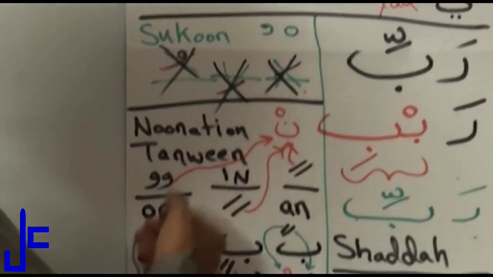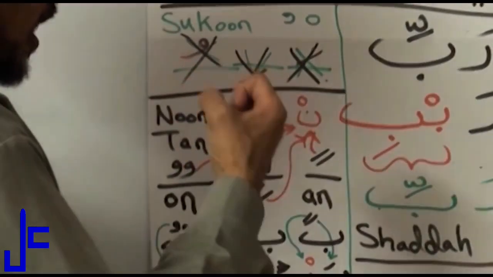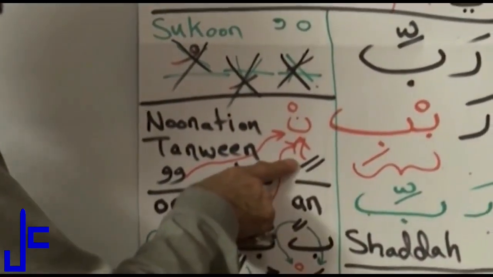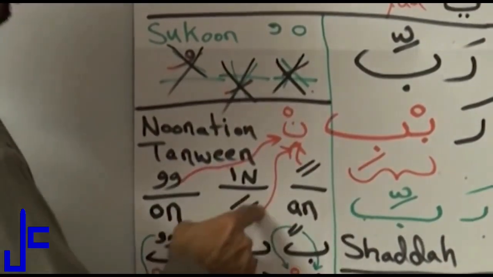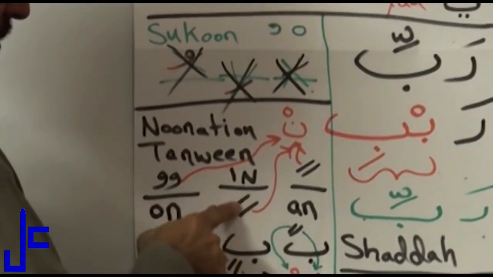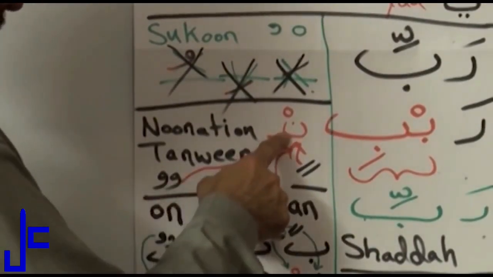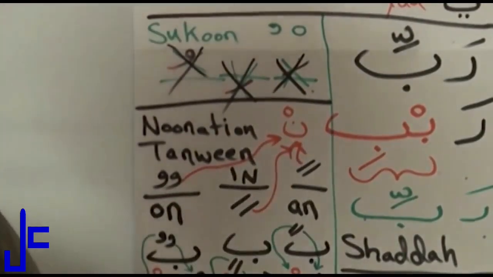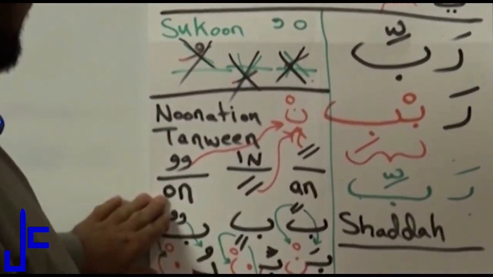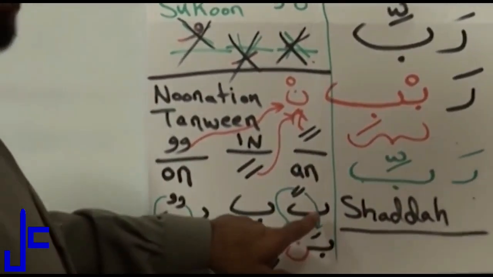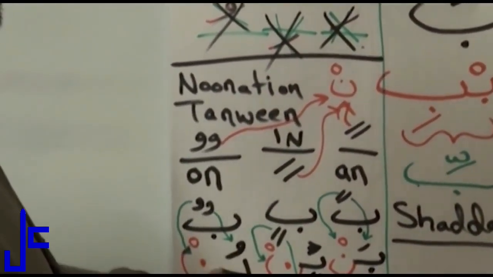And then we have nunation, where a silent noon sign comes, n. If it is with the fatha, this other fatha represents the n sound. One kasra, e, another kasra represents the n sound, in. One dhamma and another dhamma represents the n sound. So an, in, un. Then ban, bin, bun.